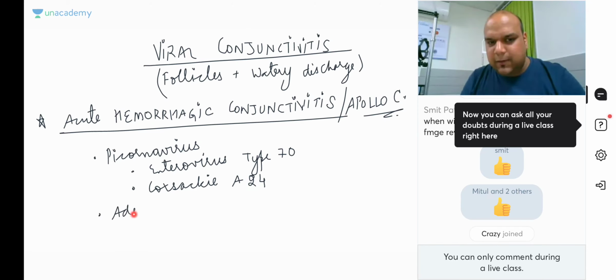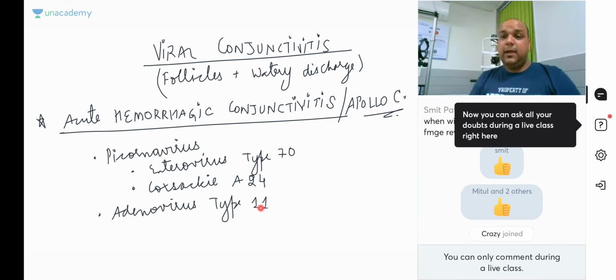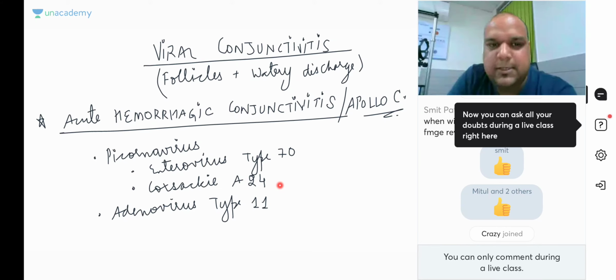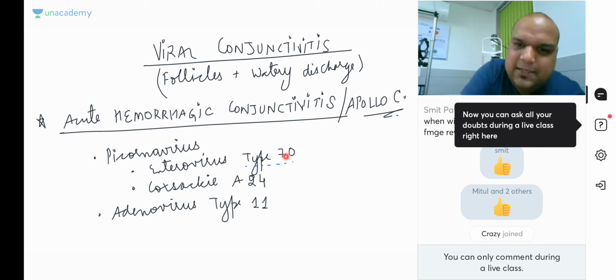Then the next virus is adenovirus. Which type of adenovirus? Type 11. It is important to remember the types also, because there are varied questions. All of the following cause acute hemorrhagic conjunctivitis except. In 2018, I think they asked which serovar of enterovirus causes acute hemorrhagic conjunctivitis? So they also wanted you to remember this type 70. So basically, guys, just four names you want to remember.